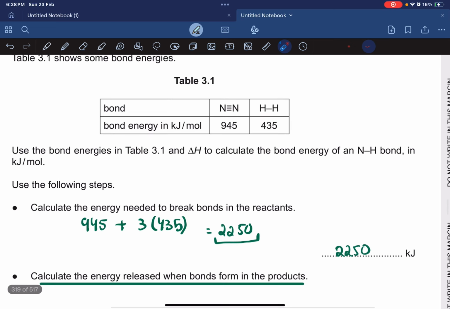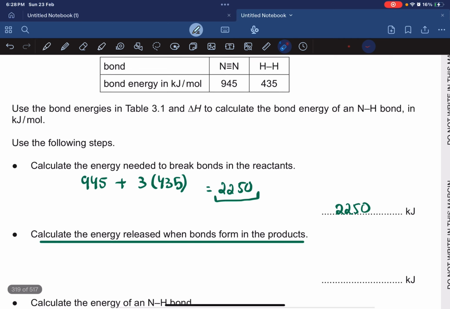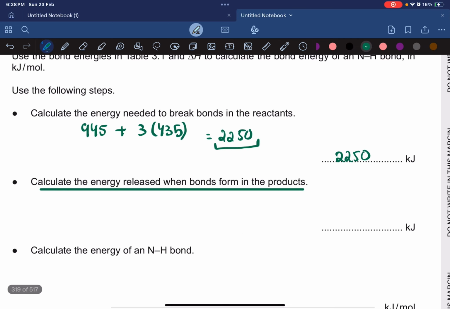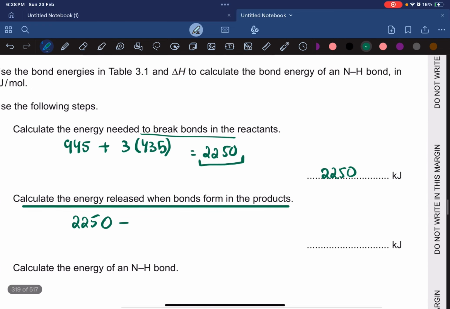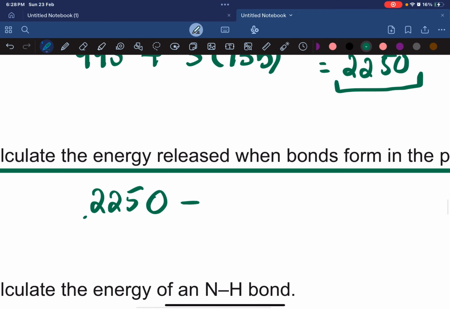So the amount of energy released, we have to calculate the total amount. Energy absorbed, needed to break bonds, we just calculated, which was 2250. When we subtract, this is the energy absorbed, and we subtract from it the energy released. We don't know the energy released because we're not given it, so we write X for energy released.